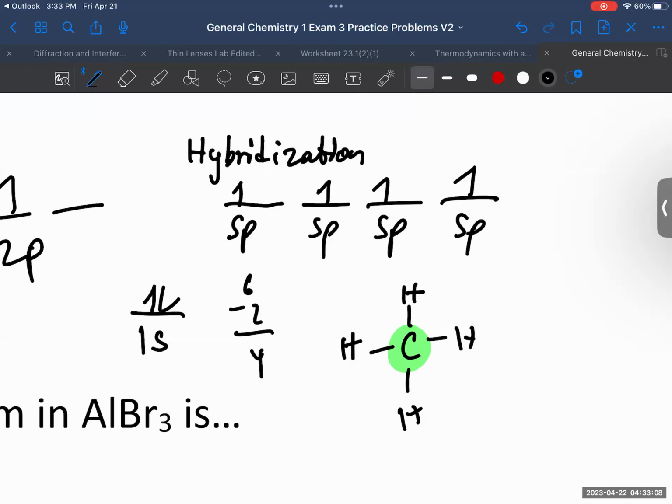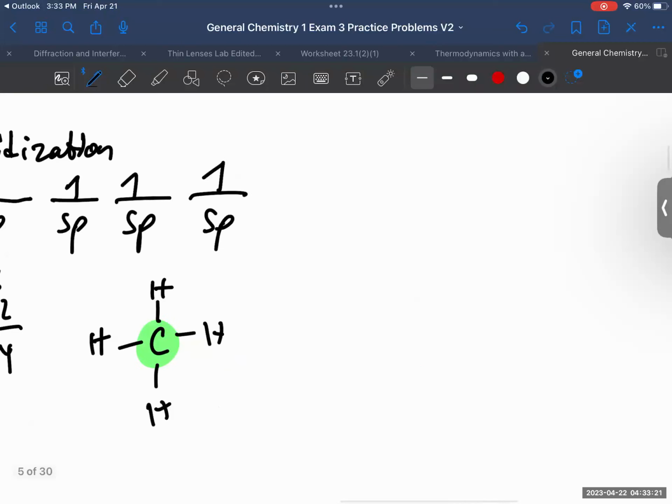It's weird. So basically, you can tell how many bonds there are based on just that part, without drawing it out. So what happens to the p orbital? The p orbital is still there. But what happens to it is, say for example, we have something like acetone.